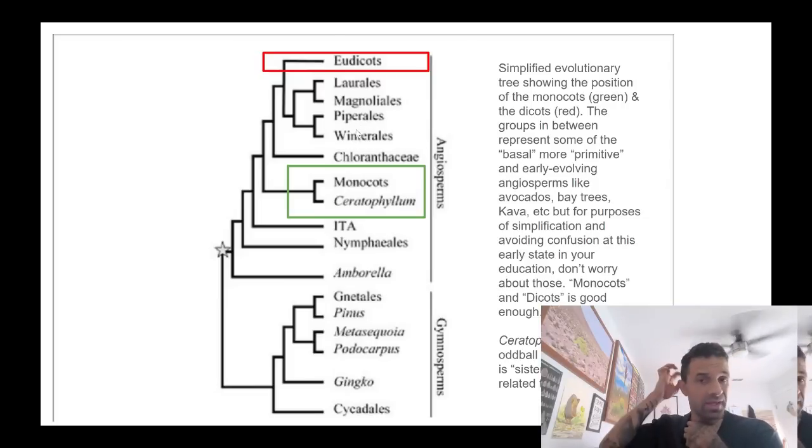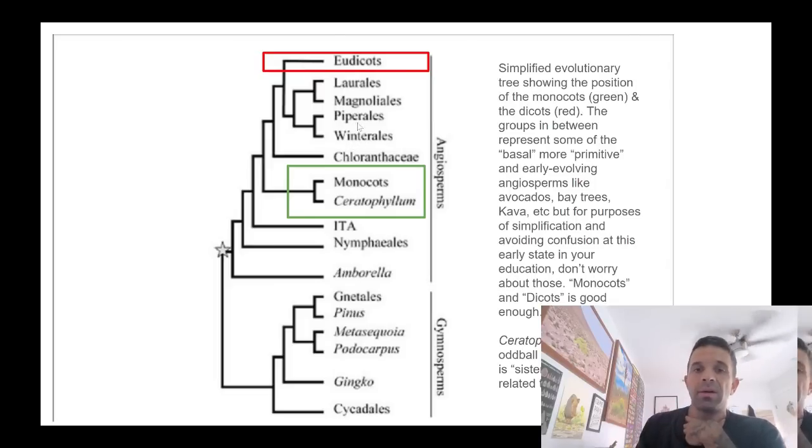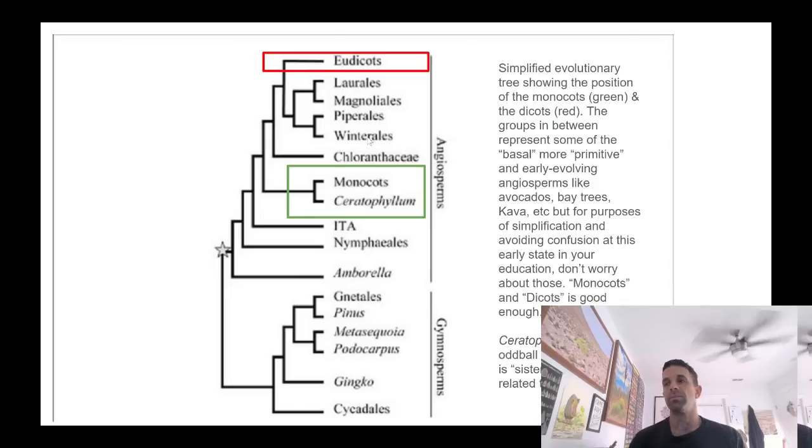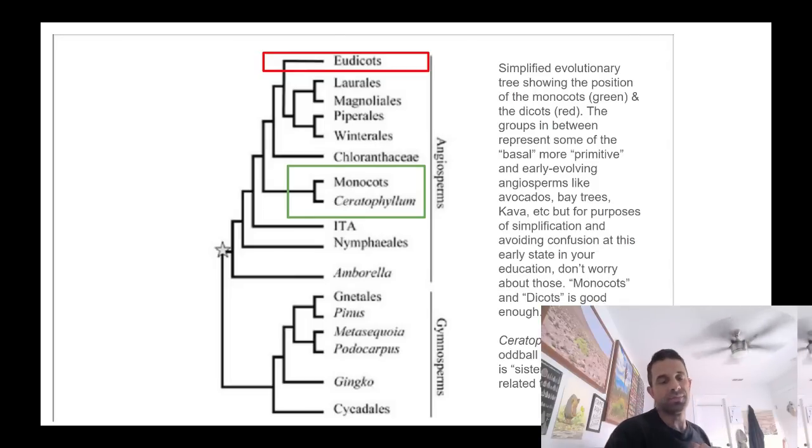If you ever had kava, Piperales, this is mostly in the southern hemisphere. Very smelly, pleasantly smelly leaves. Okay, Laurales, containing the avocado family, Lauraceae, the sassafras family, magnolias. Okay, they're a more primitive angiosperm lineage.